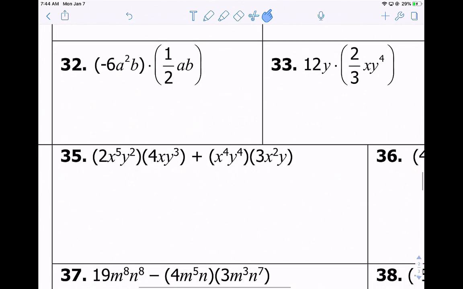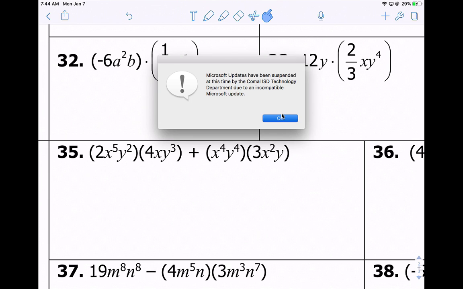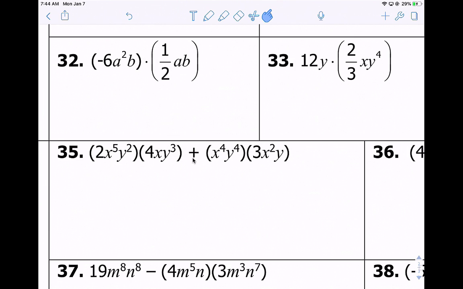Let's do number 35. So 35, notice we have multiply here and multiply here, but we have an addition sign in the middle. For us to add this side to this side, they have to be like terms. So we're going to follow order of operations, which multiply comes first. So we're going to do that, and then we'll see if we can add.